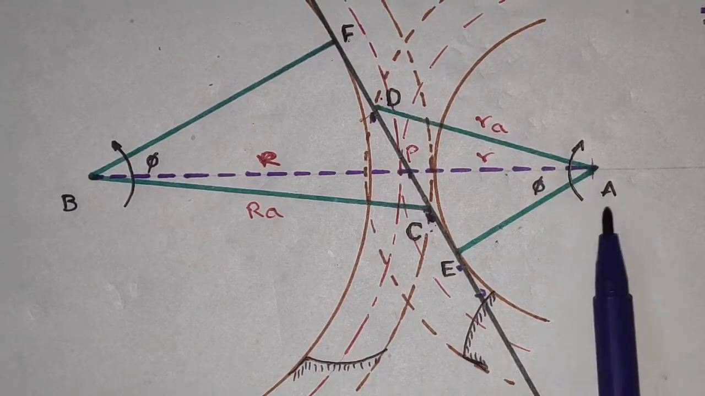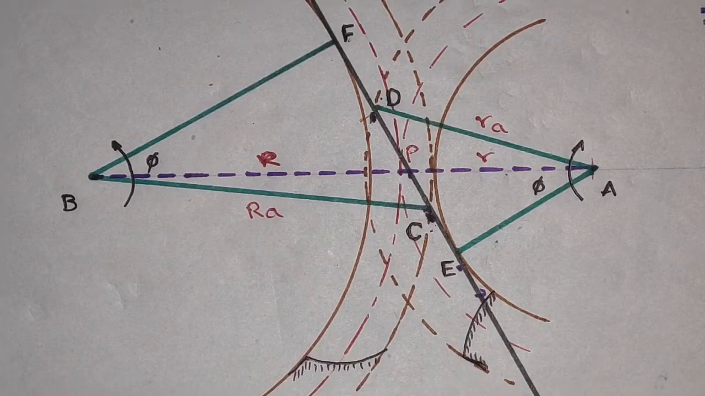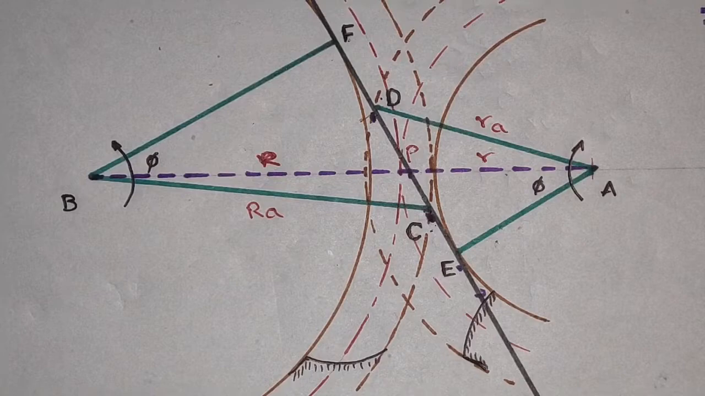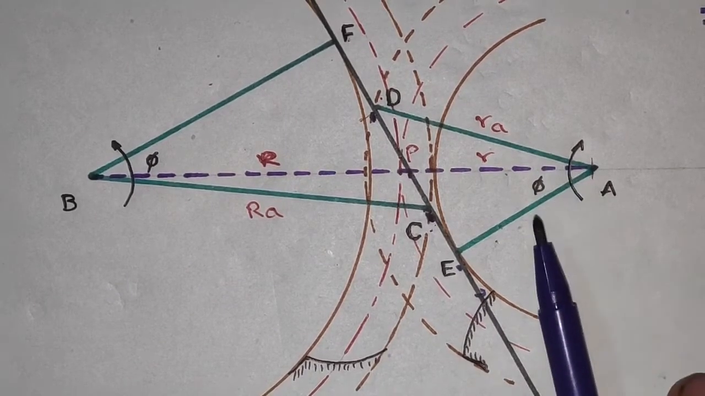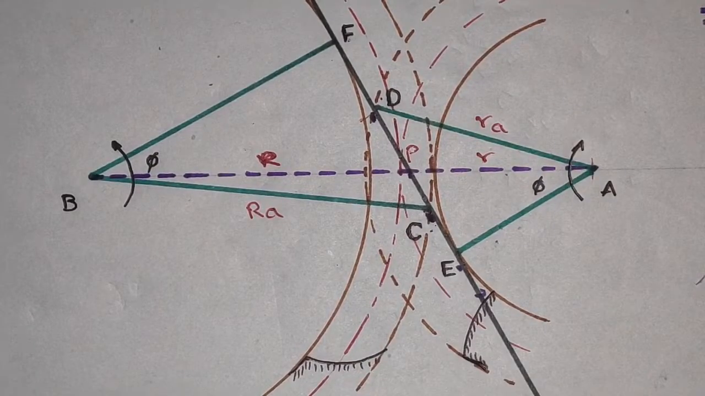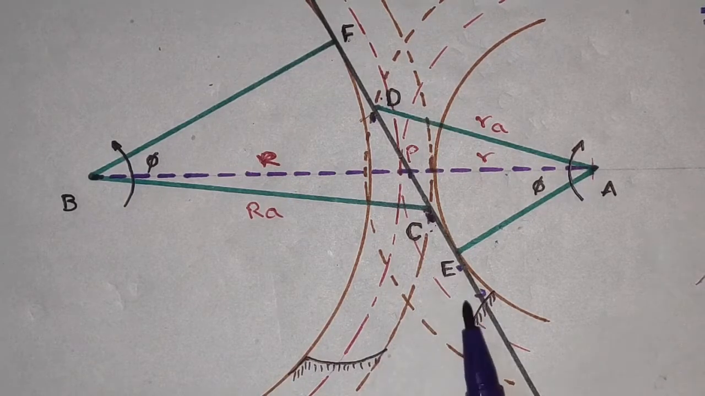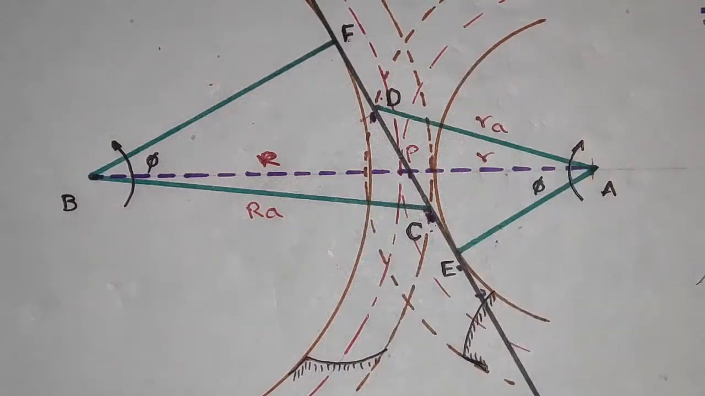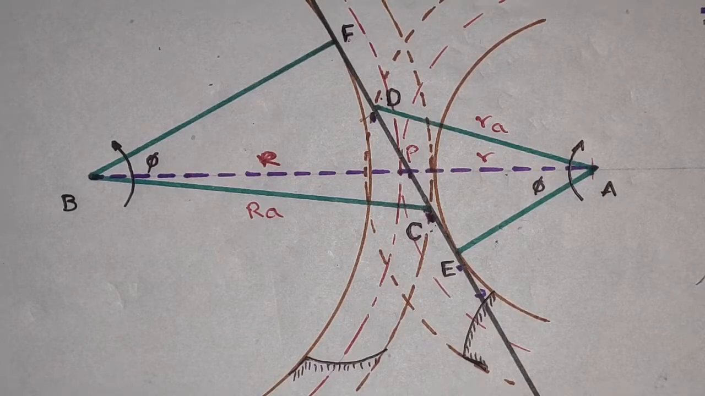Here we have two gears A and B. A is the pinion and B is the gear, in contact as shown in this figure, with centers A and B respectively. Gear A is the driver gear, connected to the power source, and it rotates in the clockwise direction. Gear B is the driven gear and rotates in the counterclockwise direction. The line EF is the common tangent to the base circles of gears A and B.